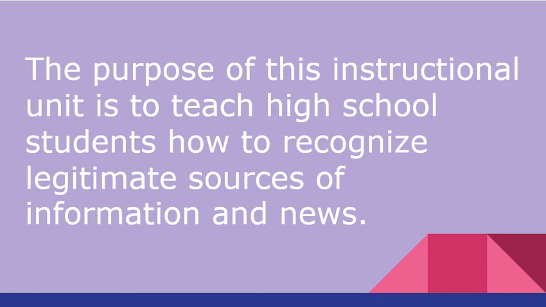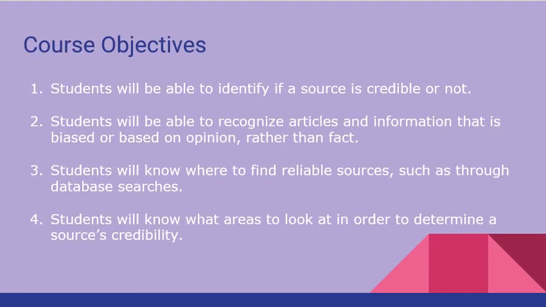The course objectives for this unit are: students will be able to identify if a source is credible or not. Students will be able to recognize articles and information that is biased or based on opinion rather than fact. Students will know where to find reliable sources, such as through database searches. And students will know what areas to look at in order to determine a source's credibility.